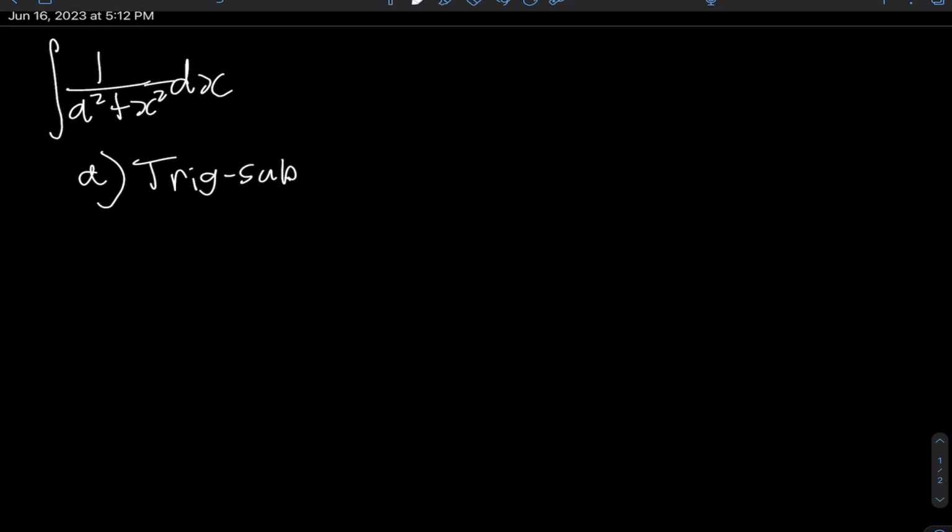Since we have something plus x squared, we'll set our x to be a tangent theta, because we know that if we have something plus x squared, we are going to need a tangent there, and because we have a squared, we want to set x to a tan theta, because eventually we're going to need to square the x. Taking dx on both sides, you'll get a secant squared theta, but because of the chain rule, you have to multiply by d theta, because theta is a function of x.